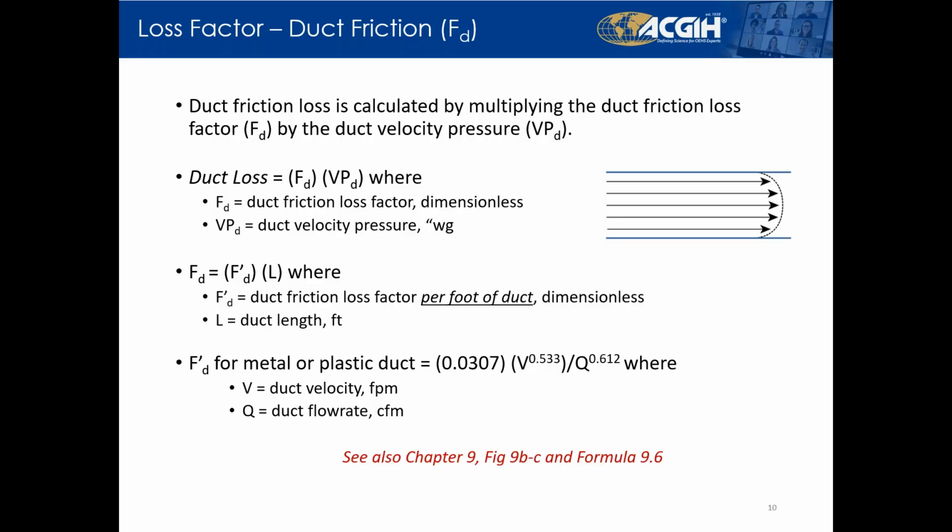And for those of you who prefer to use tables and charts instead of formulas, you can also determine F prime sub D from Chapter 9 of the Industrial Ventilation Manual, figures 9B and 9C, which gives F prime sub D in a chart form based upon flow rate, duct diameter, and velocity. And then if you need to determine what F prime sub D is for flexible duct, there's also a formula 9.6 in Chapter 9 that F prime sub D can be calculated for flexible duct.